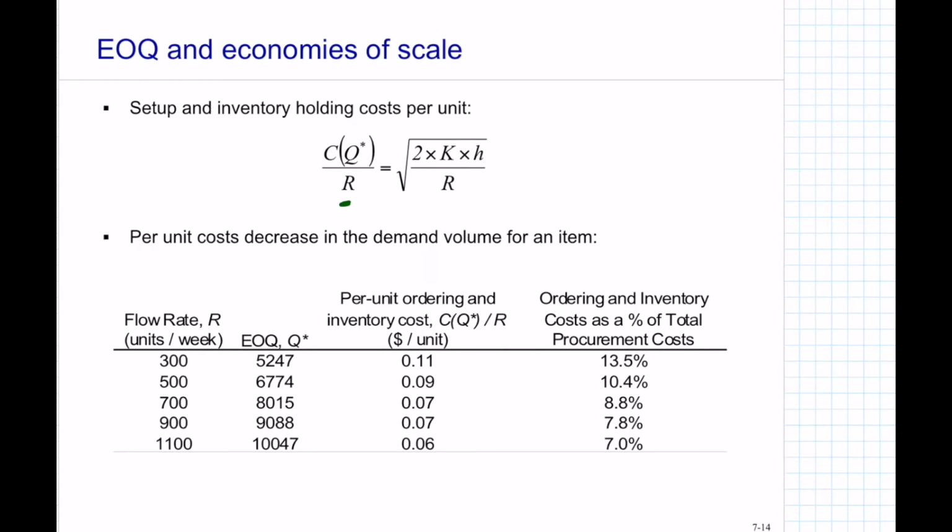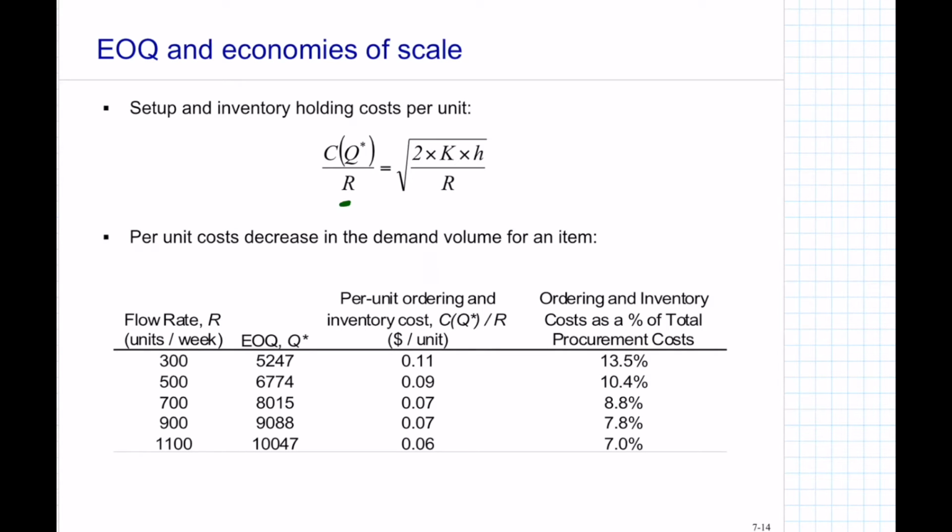This equation is very interesting. You can see that K is in the numerator, which means that as the ordering cost increases, cost per unit also is going to increase. And same thing for H. As the holding cost increases, cost per unit is going to increase. Whereas R is in the denominator. So R is the flow rate. So this means that as the flow rate increases, cost per unit is going to come down.